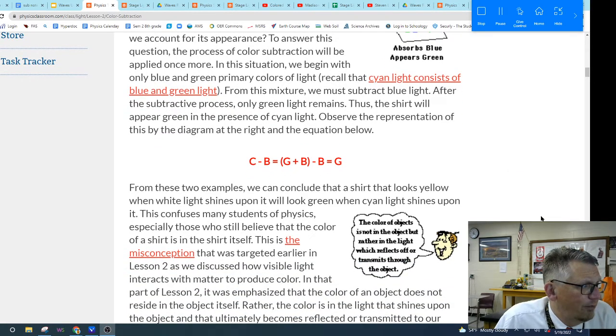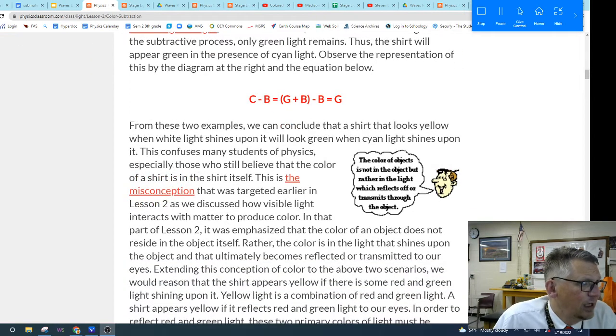For these two examples, we can conclude that the shirt that looks yellow when white light shines upon it will look green when cyan light shines upon it. This confuses many students of physics, especially those who still believe that the color of the shirt is in the shirt itself. This is the misconception that is targeted earlier in Lesson 2, as we discussed how visible light interacts with matter to produce color. In that part of Lesson 2, it is emphasized that the color of an object does not reside in the object itself.